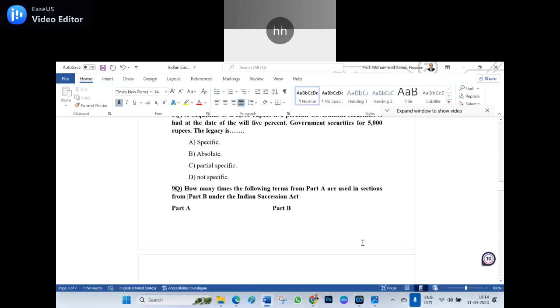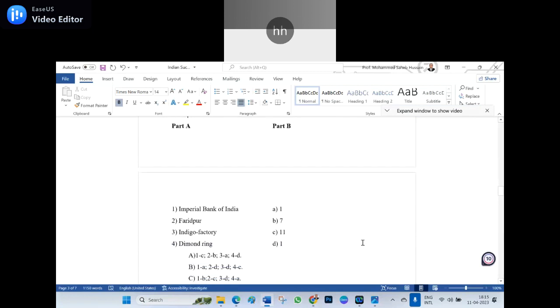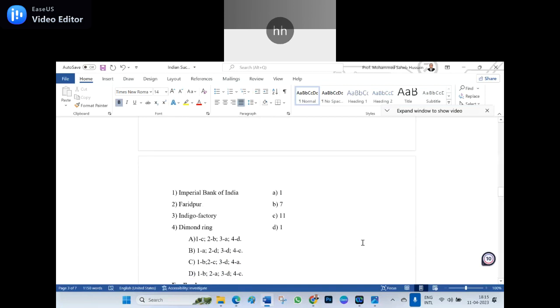Now, ninth question. How many times are the following terms from Part A used in sections from Part B under the Indian Succession Act? Number 1, Imperial Bank of India. Number 2, Faridpur. Number 3, Indigo Factory. Number 4, Diamond Ring. Part B: A, 1 time; B, 7 times; C, 11 times; D, 1 time. Options: A, 1C, 2B, 3A, 4D; B, 1A, 2D, 3D, 4C; C, 1B, 2C, 3D, 4A; D, 1B, 2A, 3D, 4C.